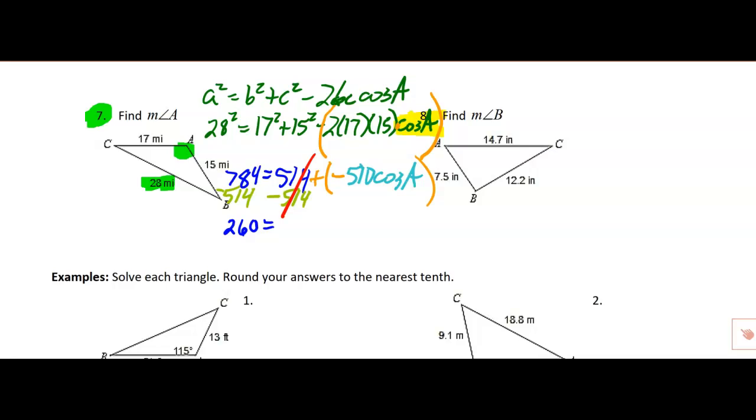Oh, you're right. 270. Okay. Negative 510 cosine of A. How do I move the 510 over to the other side? Divide it. Correct.